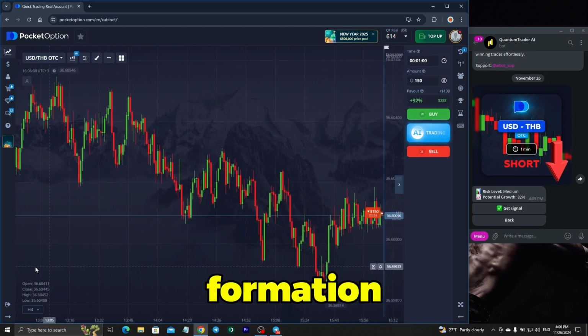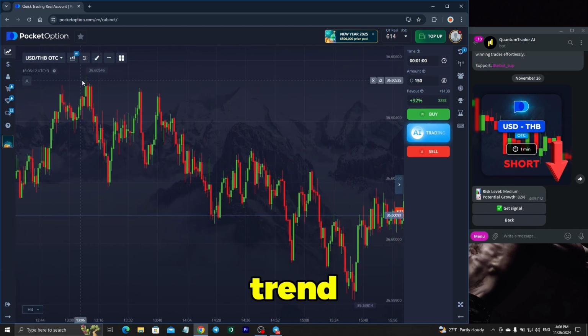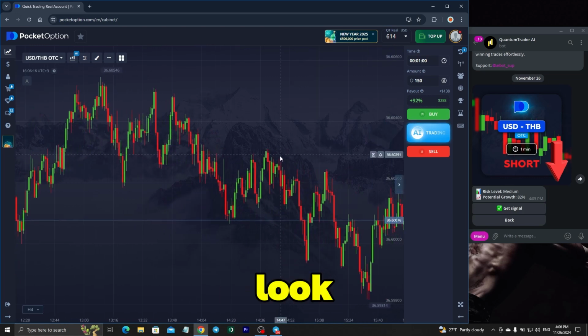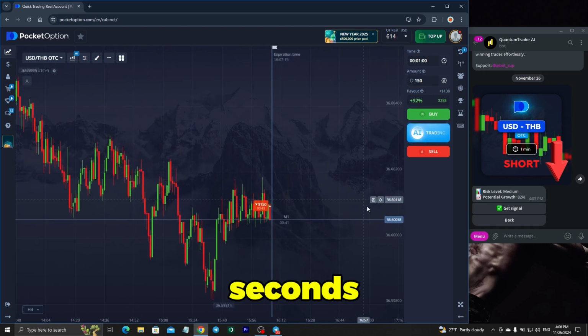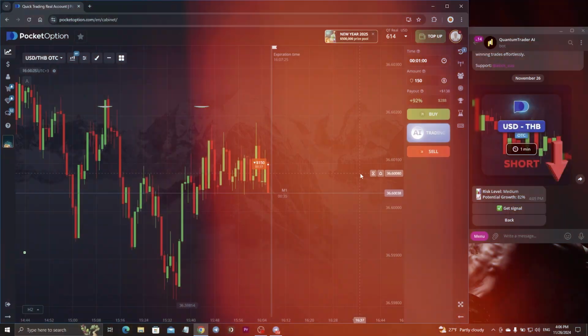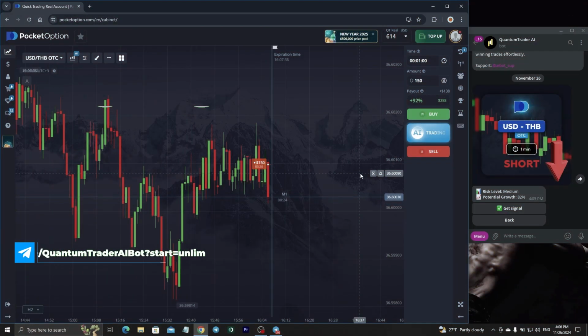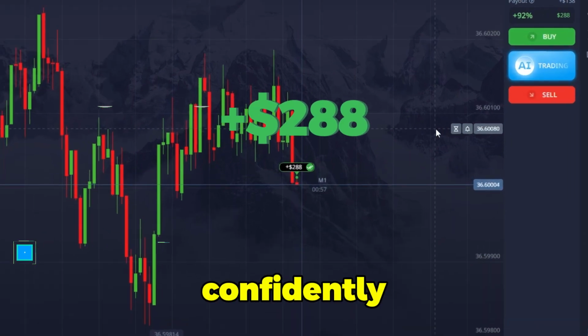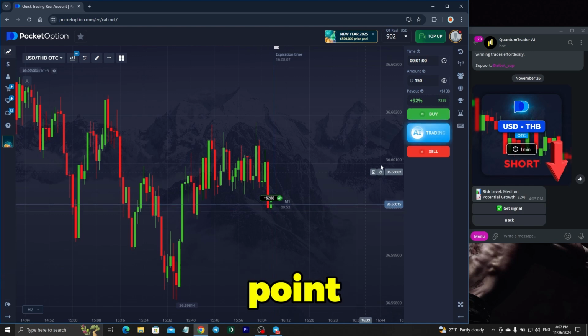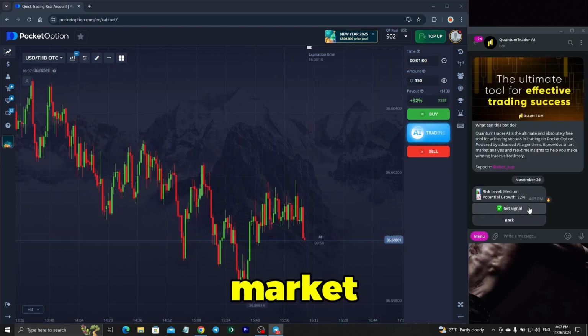So far, after the formation of the global maximum, our trend has changed its direction. Let's look at the result of this signal, 40 seconds before the transaction is completed. Great. The signal has worked out quite confidently for us. Let's select a new entry point. We are waiting for the market analysis.